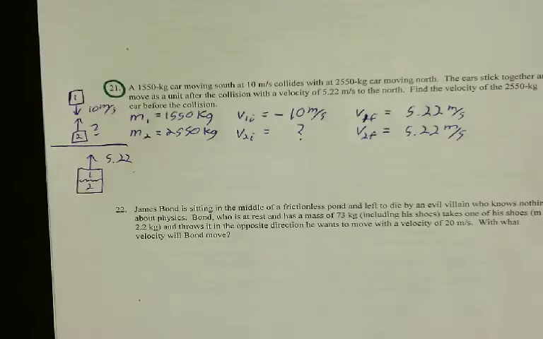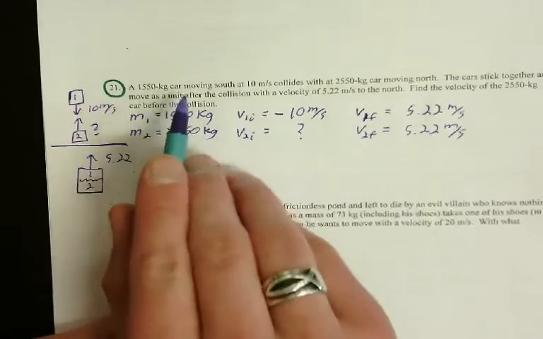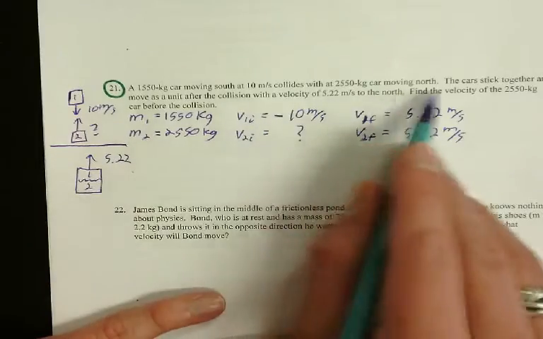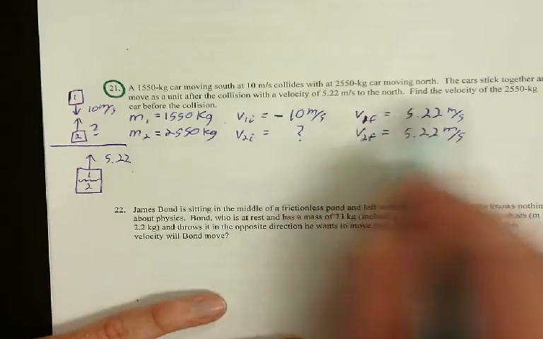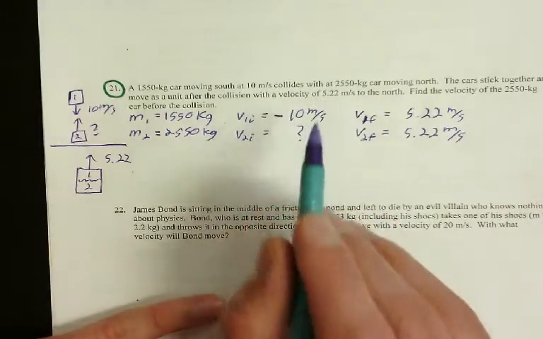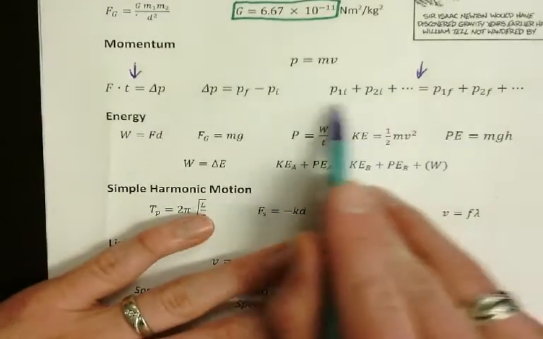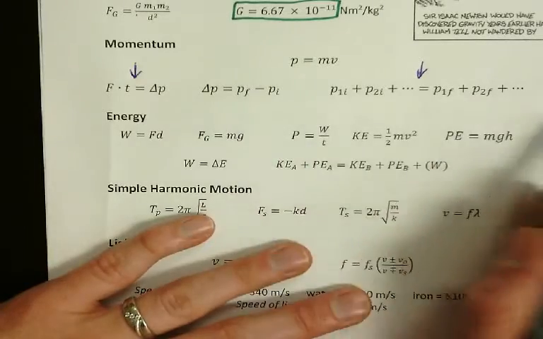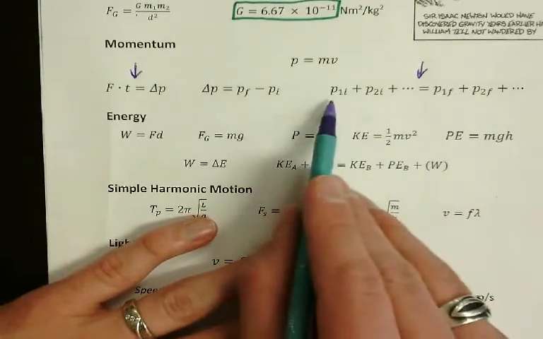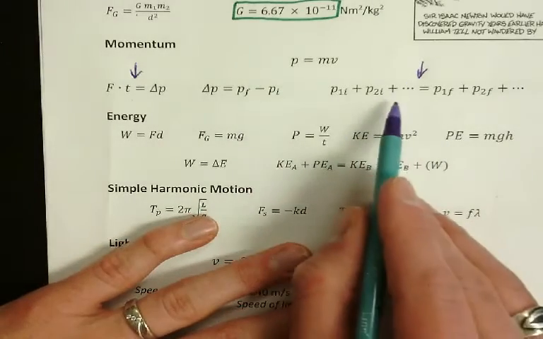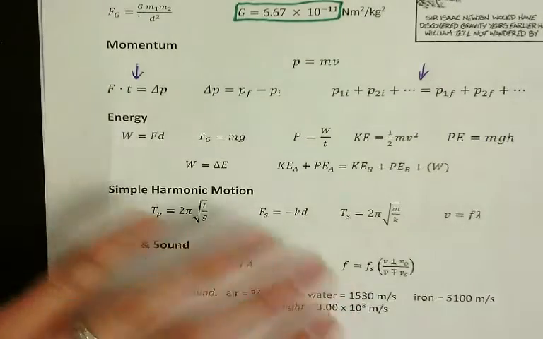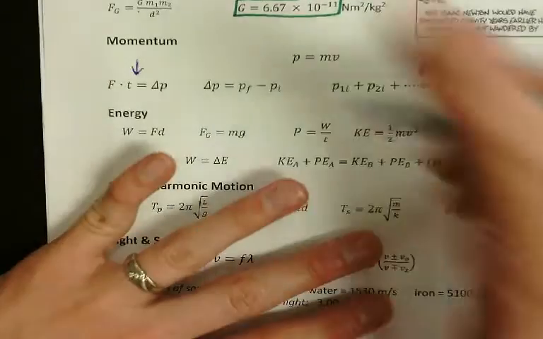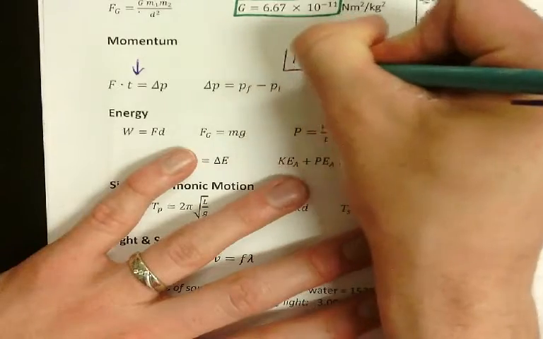So this is a problem of two objects, a car north and a car south, and what happens to both of them. After the collision, they both stick together, they both have that speed. So this is a before and after, which tells me that's this equation here. What happens to both objects? So I need to find the initial momentum of 1, the initial momentum of 2, the final momentum of 1, the final momentum of 2. And the way you find momentum is this guy, P equals mv.